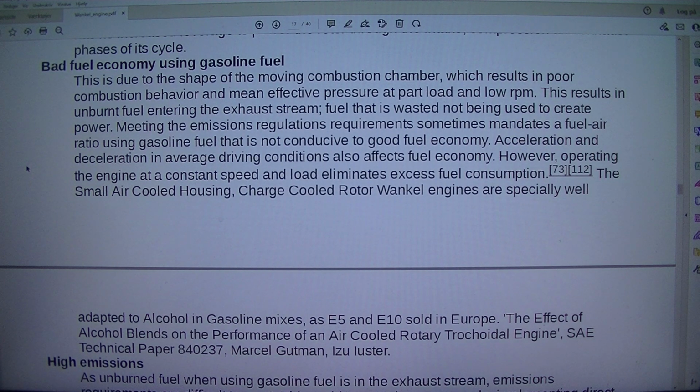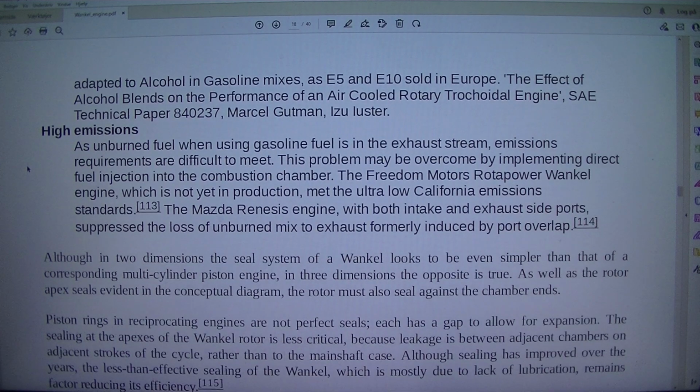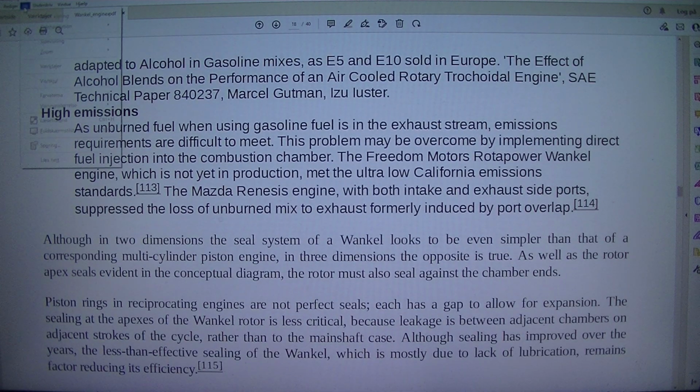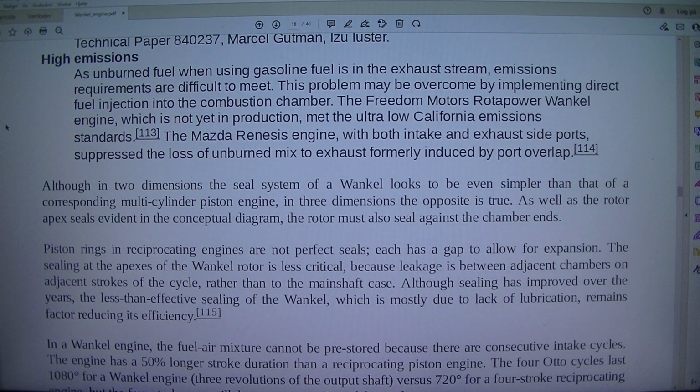The small air-cooled housing, charge-cooled rotor Wankel engines are especially well adapted to alcohol in gasoline mixes, as E5 and E10 sold in Europe. The effect of alcohol blends on the performance of an air-cooled rotary trochoidal engine. SAE Technical Paper 840237, Marcel Gutmann.